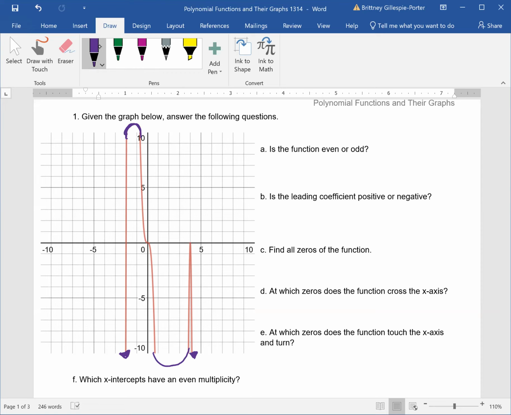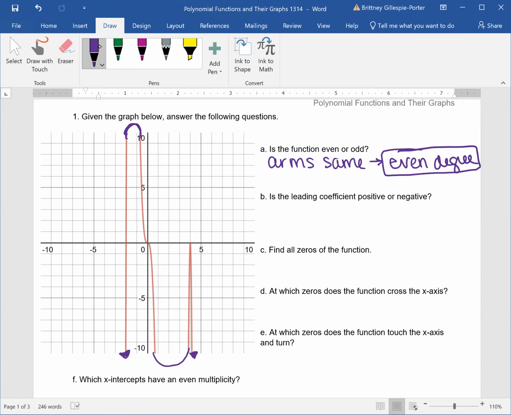Let's start to answer some of the questions. First one, is the function even or odd? Notice that my arms are ending the same. They're both going down, which means that we have an even degree. Remember, arms opposite for odd, even degree, they go the same way.